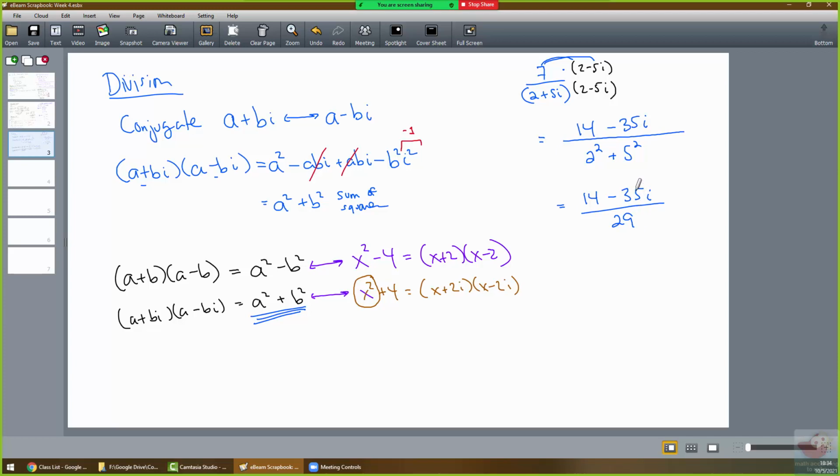However, your answers have to be in the format a plus bi, meaning a real part, operation, imaginary part. So we have to keep them separated. So 14 29ths minus 35 29ths i.